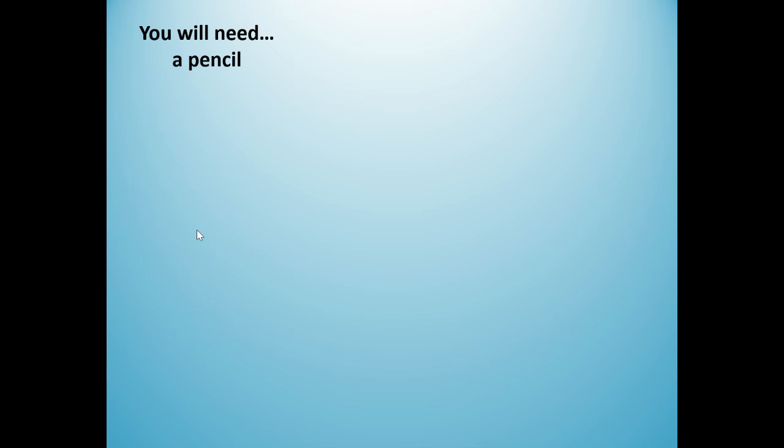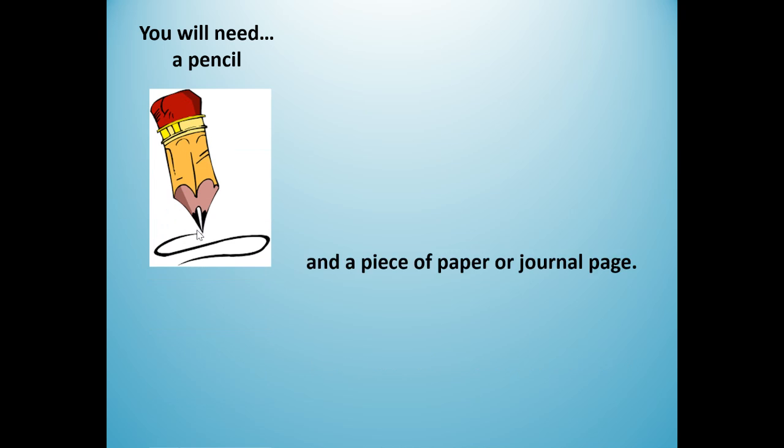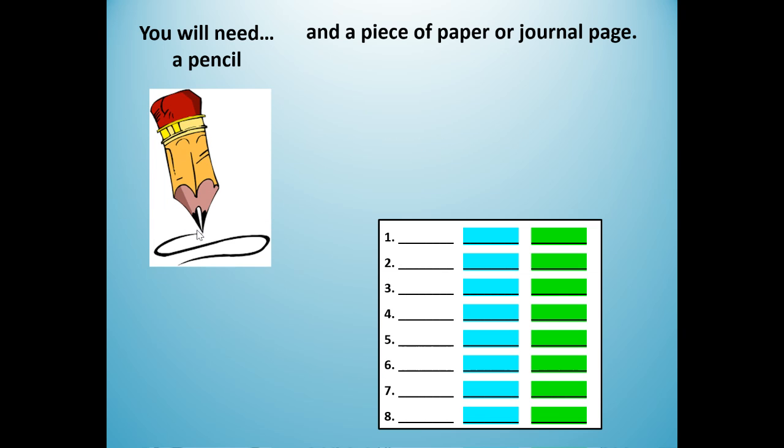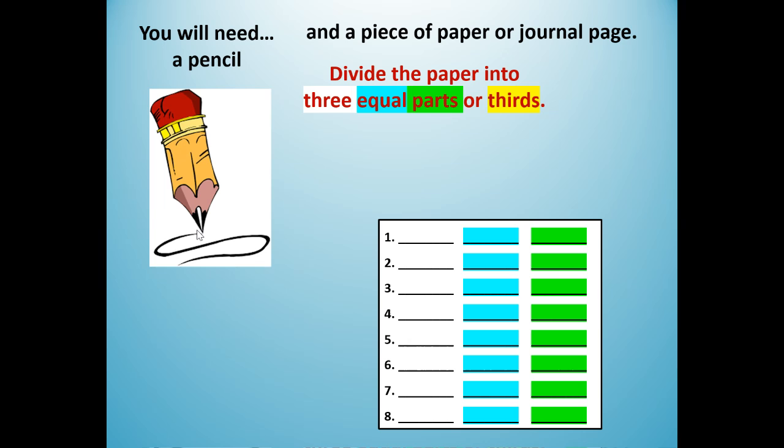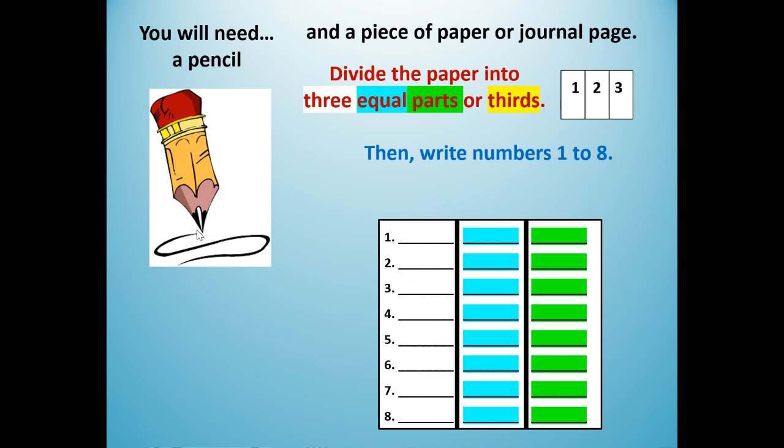For this lesson, you will need a pencil and a piece of paper or journal page, because you're going to divide the paper into 3 equal parts, 1, 2, 3. And then you're going to write numbers 1 to 8. So if you don't have a piece of paper and a pencil, push pause, get your materials, and when you're ready to join me, push play.